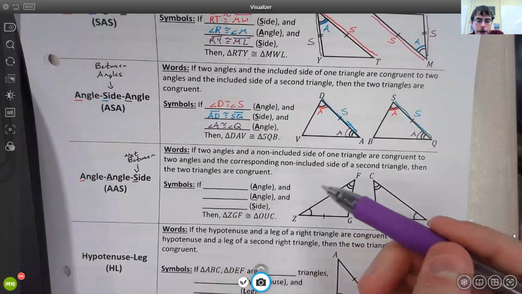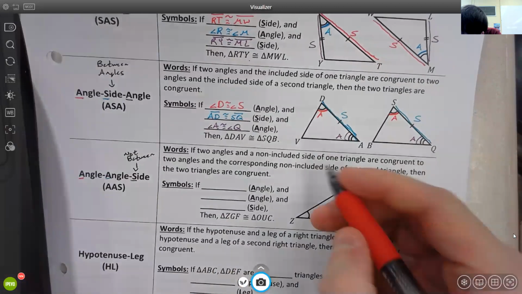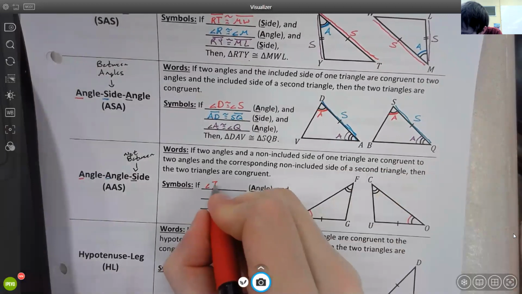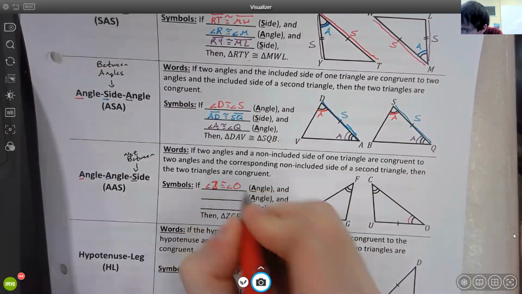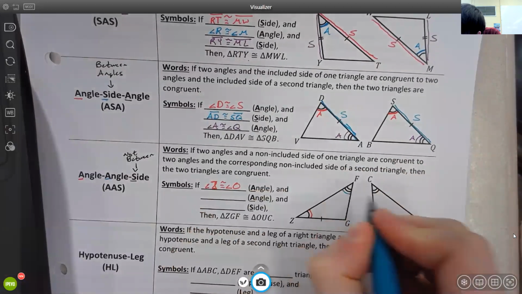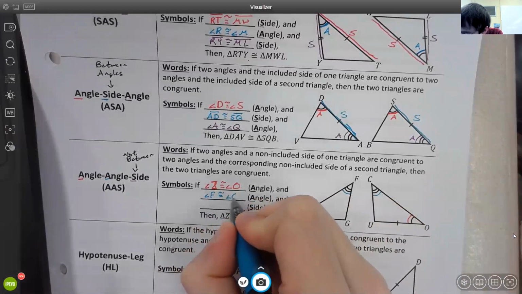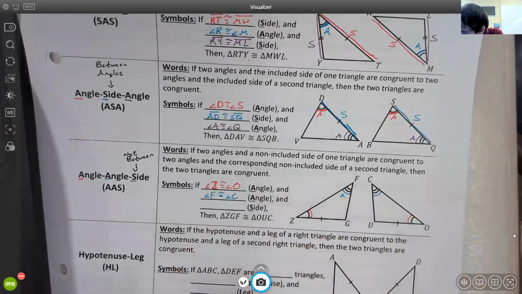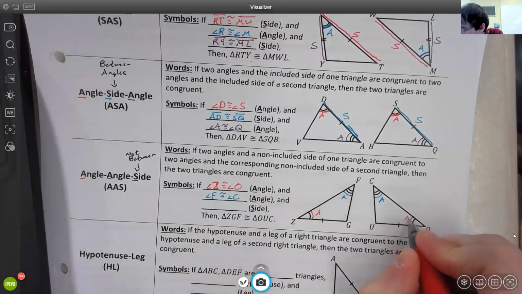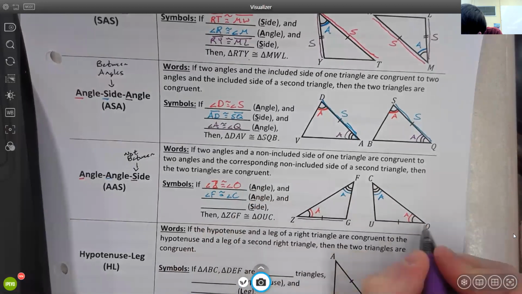So if we look here, we have two angles that are going to be congruent to one another. We have Z and O because they have the same number of tick marks. And then we have F and C. And we're going to go ahead and put angles or A's there. Keep forgetting to do that. And then our side, which is ZG and OU.